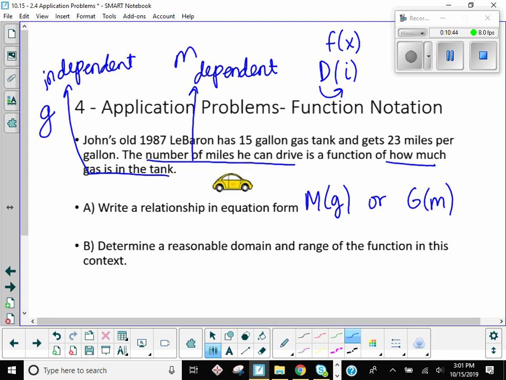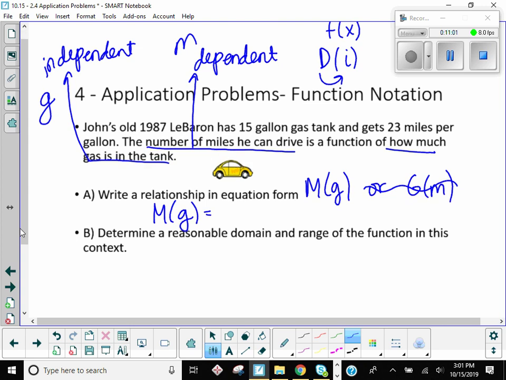1 or 2? What did you say? 1, right? Option 1. Okay. The miles he can drive depends on the gas that he has. How much gas? So this will start our function notation. And now we write an equation to represent that concept.